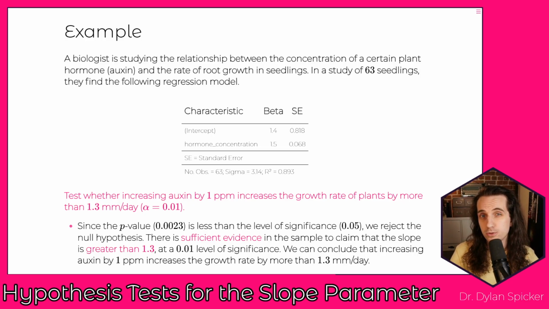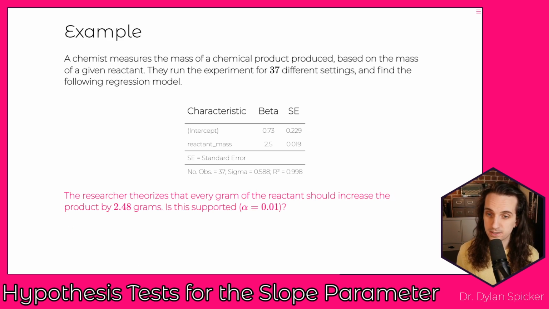And then what we're able to do is we fit our linear regression model and we turn that into a question about the coefficients in that linear regression model, right? So we think about the model as representing the association between our concentration and our growth rate, and we ask our scientific questions as they relate to the coefficients of that model. You can see another example here. So a chemist is measuring the mass of a chemical product that is produced based on the mass of one of the given reactants.